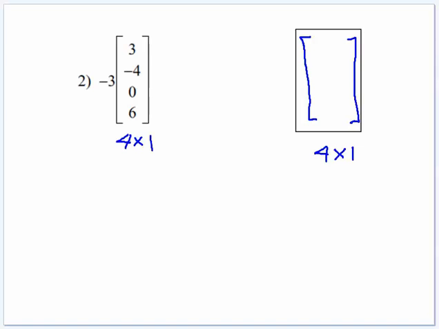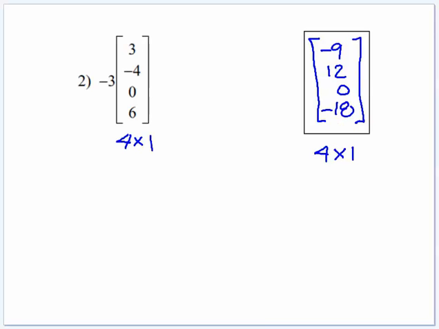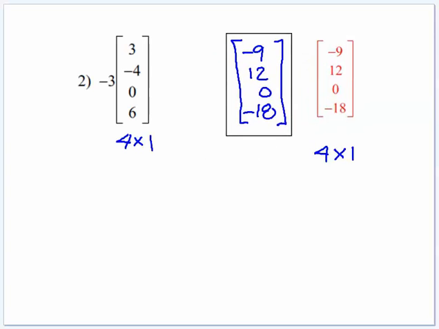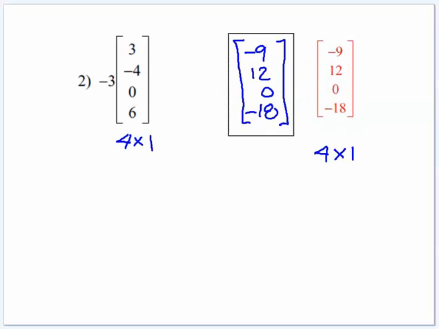Negative 3 times 3 is negative 9. Negative 3 times negative 4 is positive 12. Negative 3 times 0 is 0. And negative 3 times 6 is negative 18. All right, we have negative 9, 12, 0, and negative 18 as our answer. Let's see if that fits, and we're correct. That's great. Let's move on to the next problem.